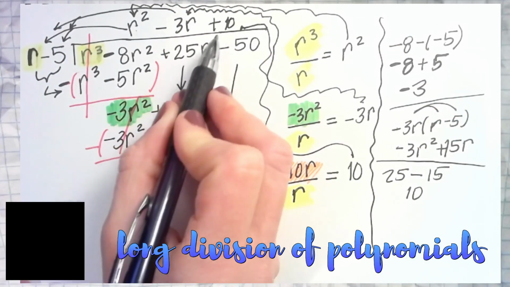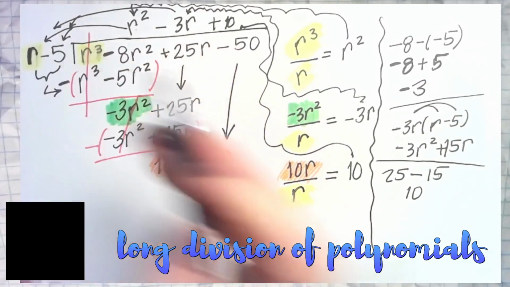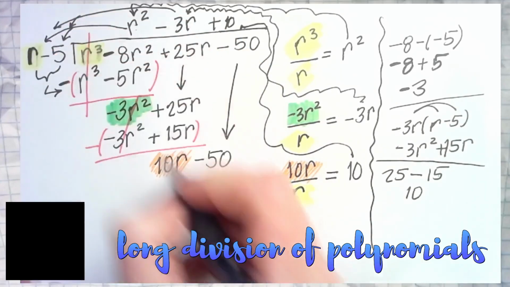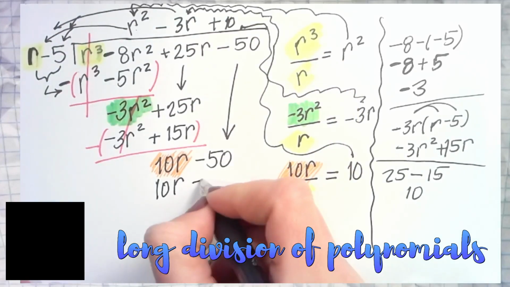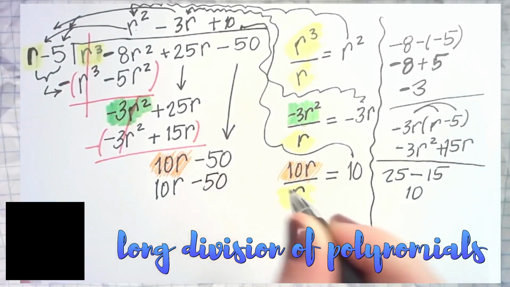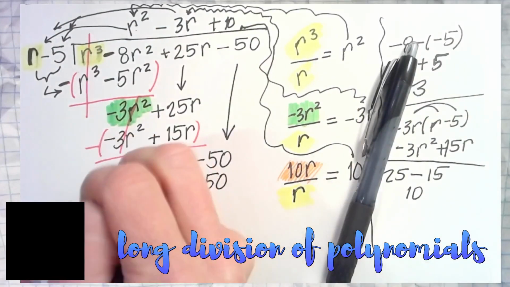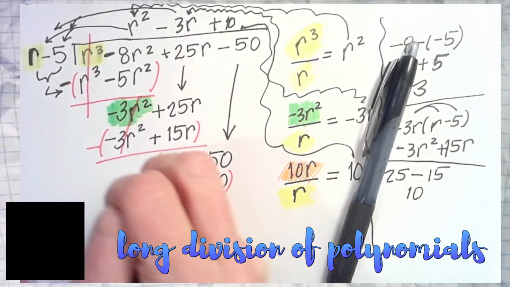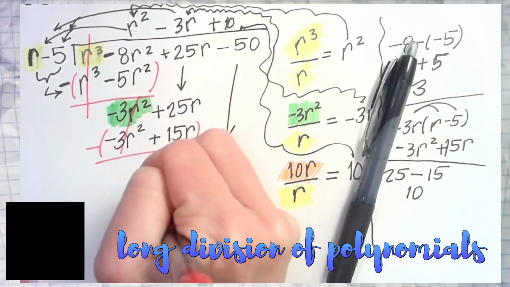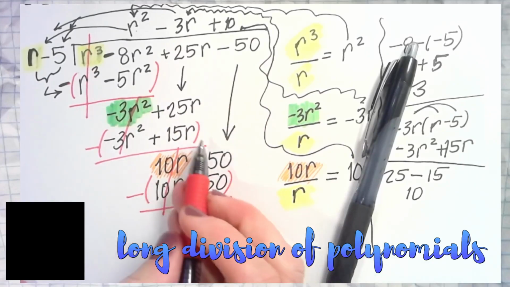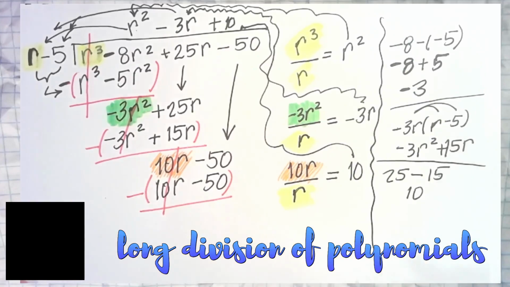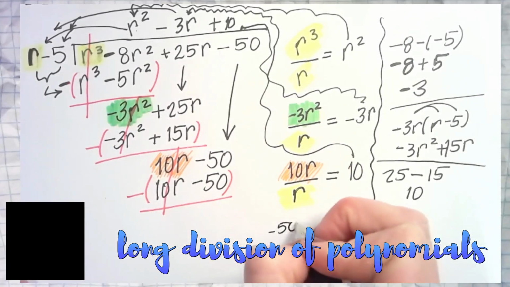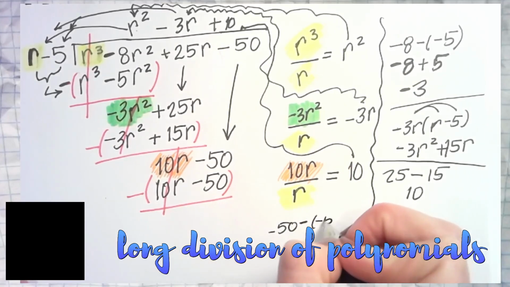So that's a 10. Now we're going to multiply that 10 again on the side. So what do I get? 10 times r? 10r. 10 times negative 5? Negative 50. Looking pretty nice, nice and lined up. Parentheses, minus sign, underline, cancel. Negative 50 minus negative 50.